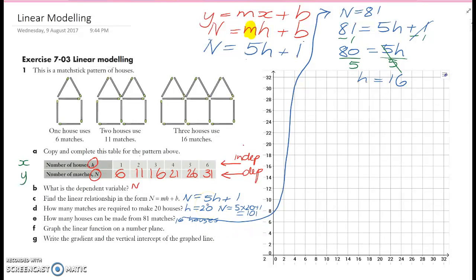Graph the linear function on a number plane. All right, well, let's do that. Each of these is a coordinate pair. So from a horizontal value of 1, I need a vertical value of 6. So 1, 6 is there. The next one is 2, 11. 3, 16. 4, 21. 5, 26. and 6, 31.